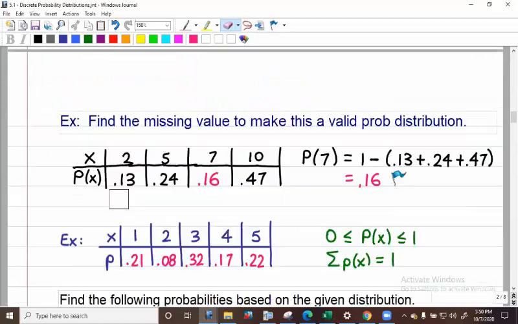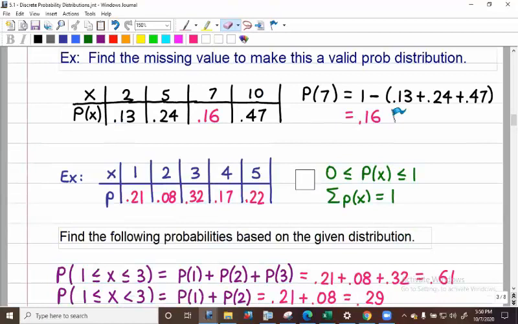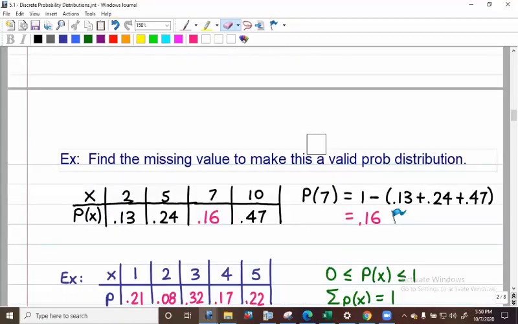Now, let's say we have a distribution with a missing number in it. Can we figure out the missing probability? We can, because if we only have one missing number, by the rule we just saw on the last page, they have to add up to exactly 1, correct? So I added up the other 3, put them in parentheses here, and you take 1 minus the sum of those 3, and that will give you the missing value.